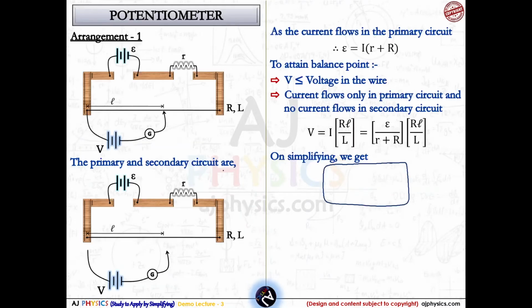Before coming to this question, we can discuss one more point: if you apply resistance here, that will not make any effect. So you can choose any resistance from 0 to infinity, but only when it is a case of arrangement 1.